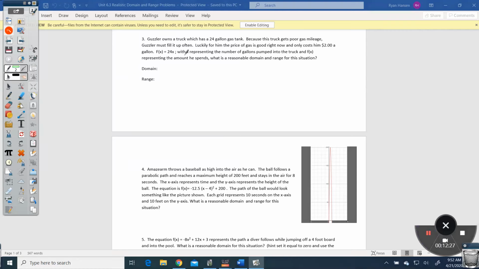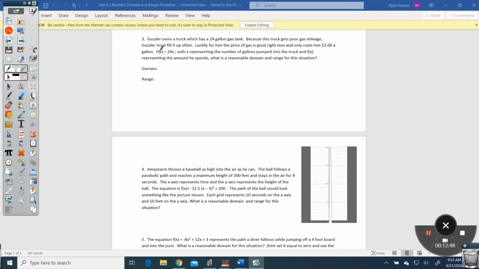So now here we are to question number 3. It says Guzzler owns a truck which has a 24-gallon gas tank. We're assuming that's all the way filled up to the top. You can't get more than 24 gallons in there, okay? Because this truck gets poor gas mileage, Guzzler must fill it up often. Luckily for him, the price of gas is good right now and only cost him $2 a gallon to fill up.